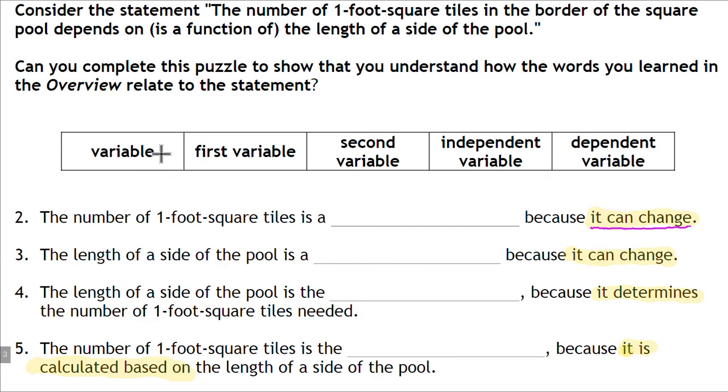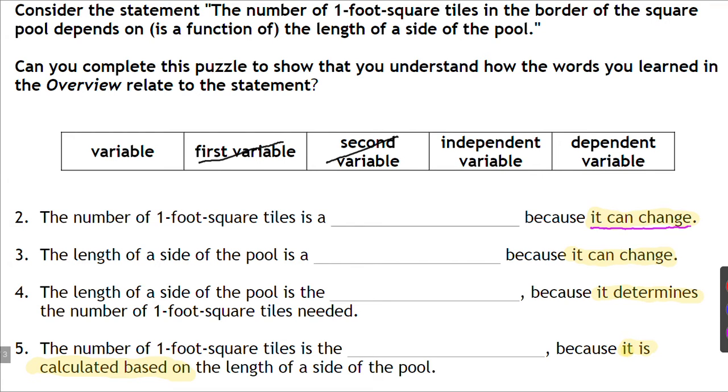And remember that a variable is going to be a letter that we put in place of a number in any mathematical situation to represent the fact that it could be any number. And we just don't know exactly what number it is at the time. First variable is not a term that we've used yet, and I think this is just thrown in there to kind of trick you. Same with second variable. We do not use this term. It's just something that's thrown in there to trick you to see if you fall for it.